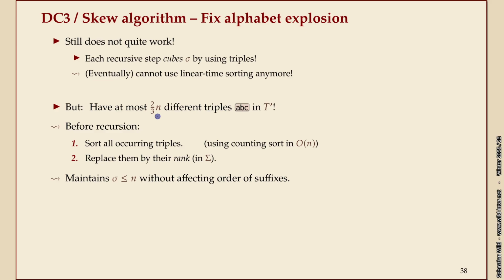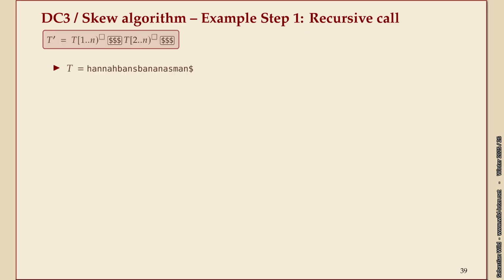So we do that, and what we do for that is again sorting. We sort the triples. That's again counting sort, 3 rounds, and replace every triple of 3 characters by a number which is the rank of that triple among all the occurring triples. And that means sigma remains less than n in every step, and then we do get the same behavior in the recursive calls. And so, pinky promise, that's it. There's no more nasty surprises coming up.